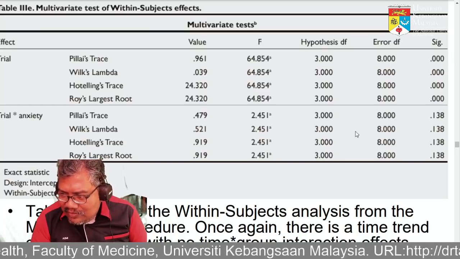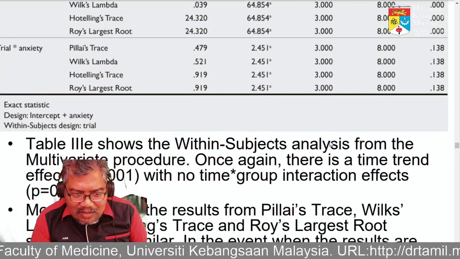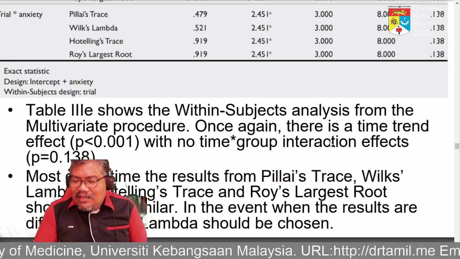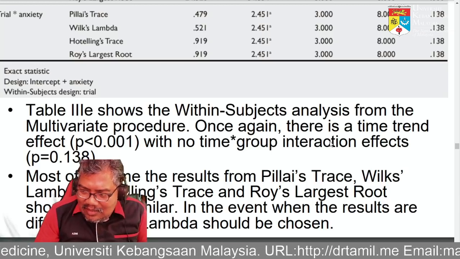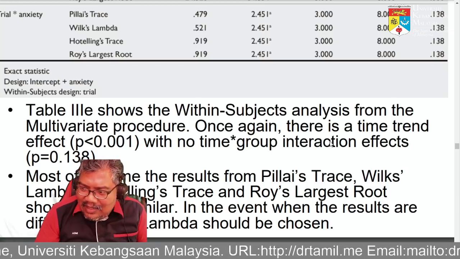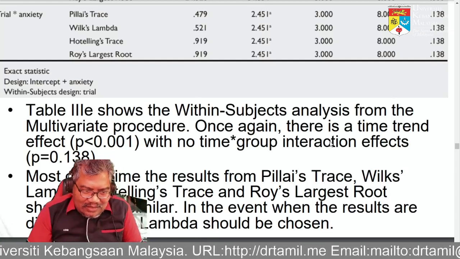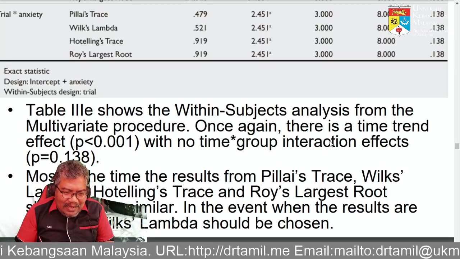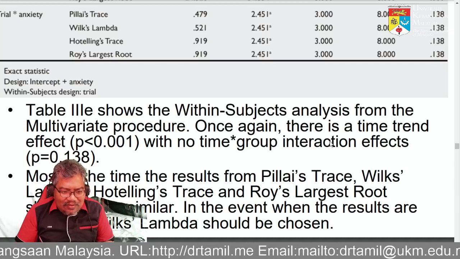The p-value equals 0. So the argument now is, how do we explain it? Explain to whom? It could be your supervisor, it could be your examiner. Which one to choose? Is it the first one, Pillai's trace? Is it the second one, Wilks' lambda? Is it the third one, Hotelling's trace? Or is it the last one, Roy's largest root? Why can't SPSS show just one? Why do they have to give 4?